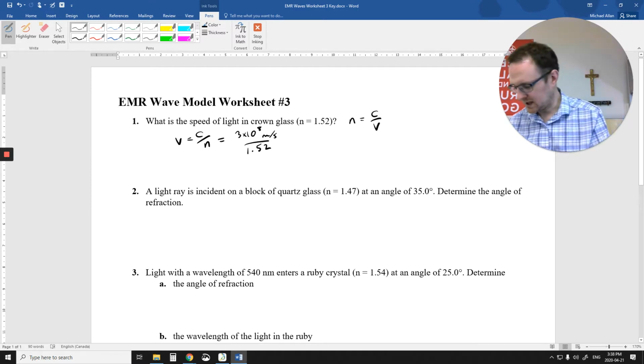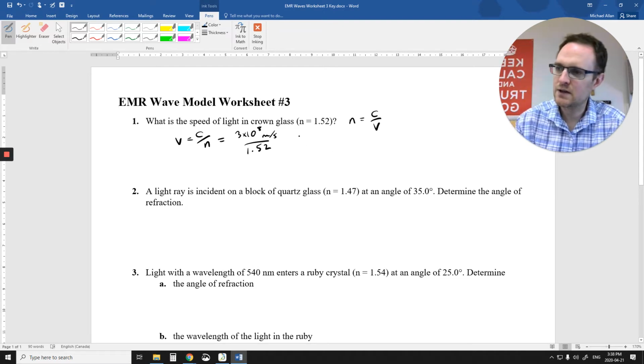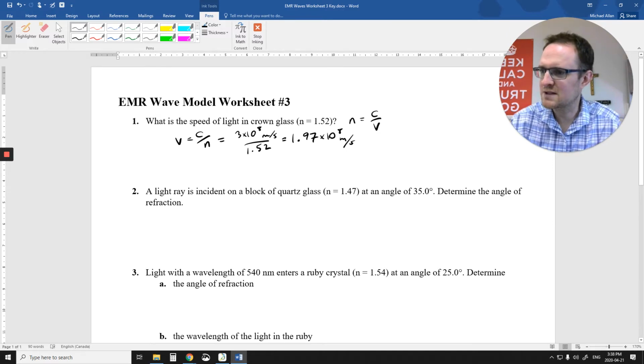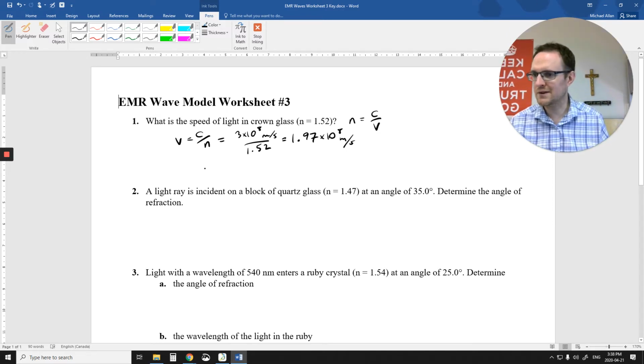I'm going to divide it by the 1.52 number here, and we're going to get 1.97 times 10 to the 8 meters per second. So slower than the speed of light. You can never go faster than the speed of light.